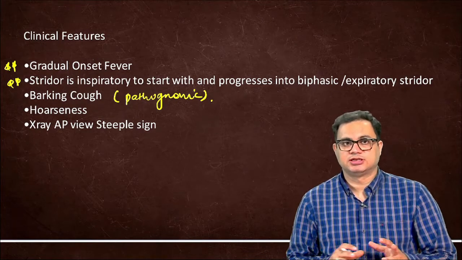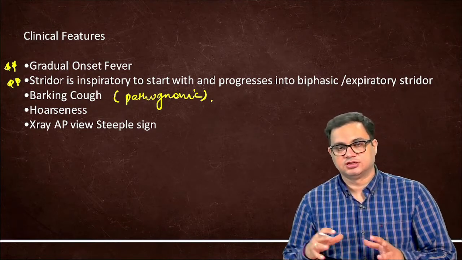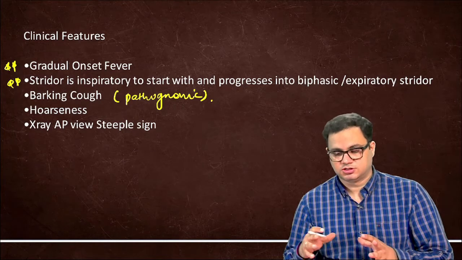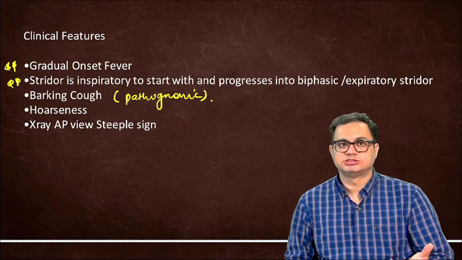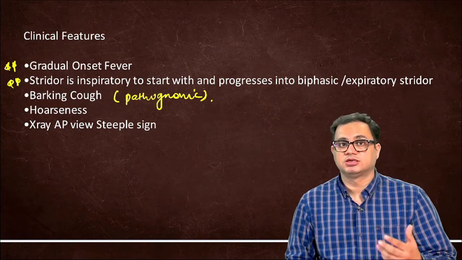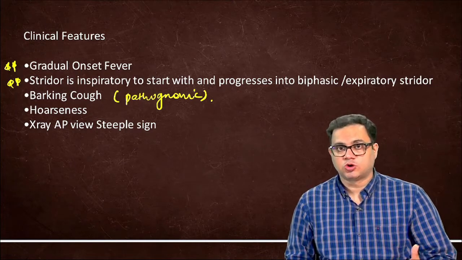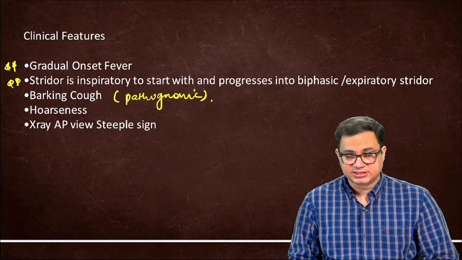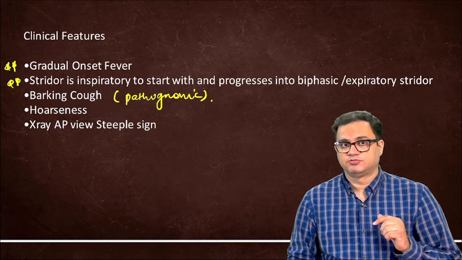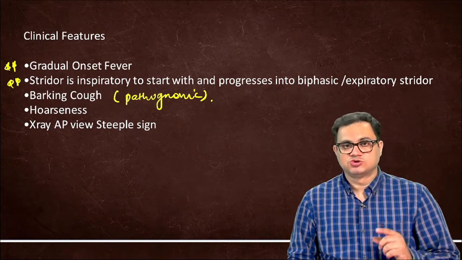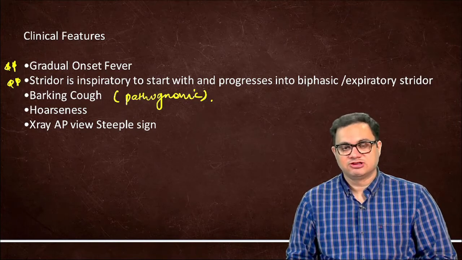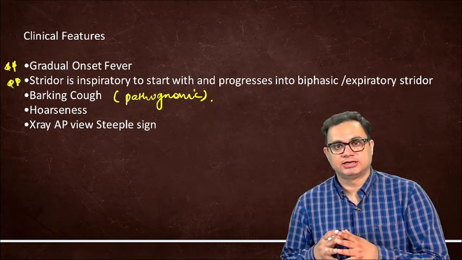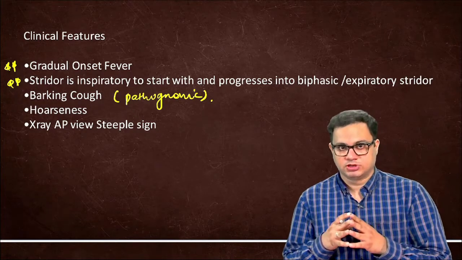In the MCQ they can ask you, the child has come in 4 years of age or 2.5 years of age, and the child presents with gradual onset fever with a barking cough. So barking cough is basically pathognomonic of acute laryngotracheobronchitis. Here the voice of the patient will be hoarse. So hoarseness is seen in acute laryngotracheobronchitis, whereas if you remember in acute epiglottitis the voice was normal.